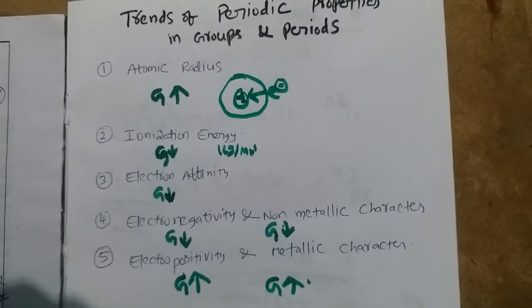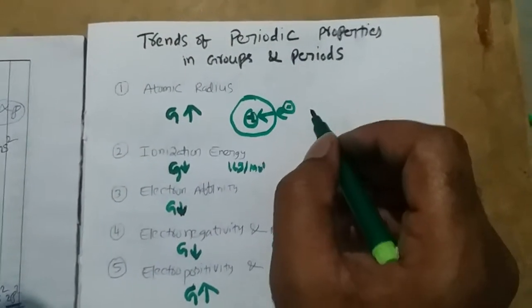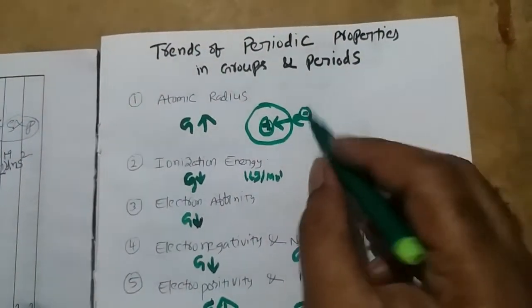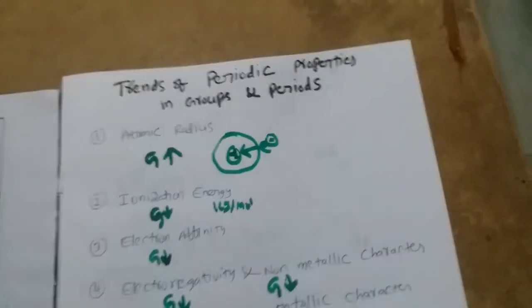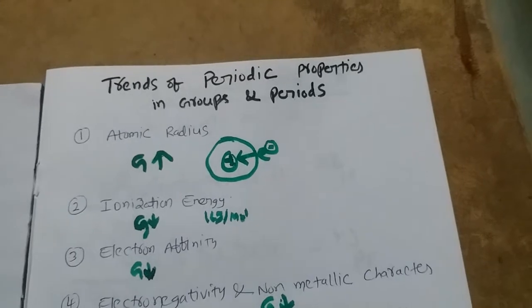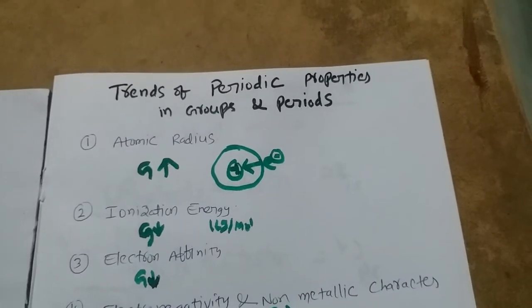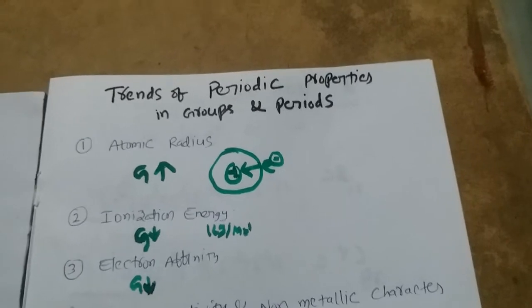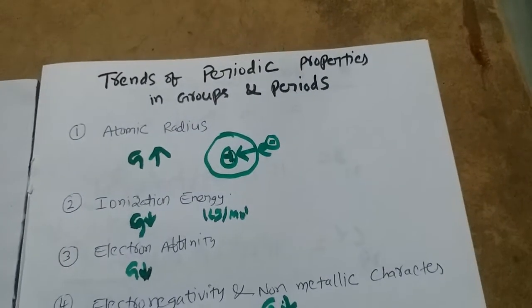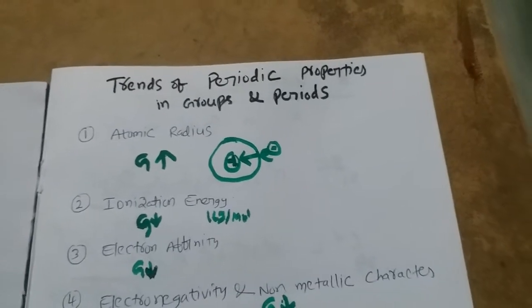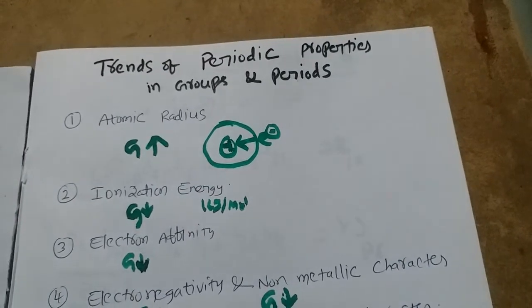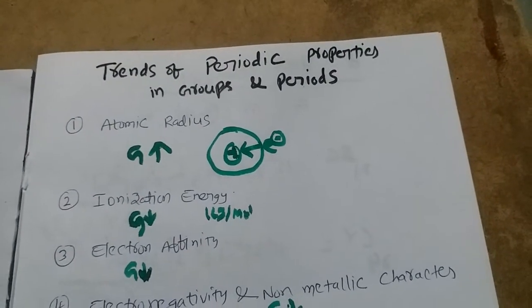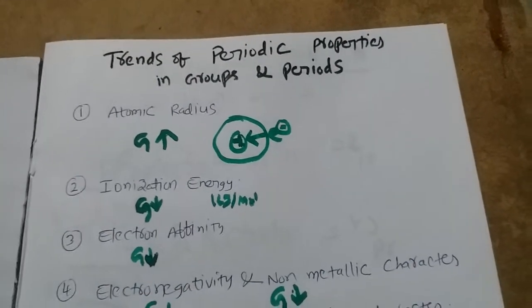Now we should discuss the same periodic properties in periods, and how they change. No doubt, the periodic properties which are increased in groups will be decreased in periods. Why? Because the phenomena will be changed, and the total effects will become opposite to those in groups.